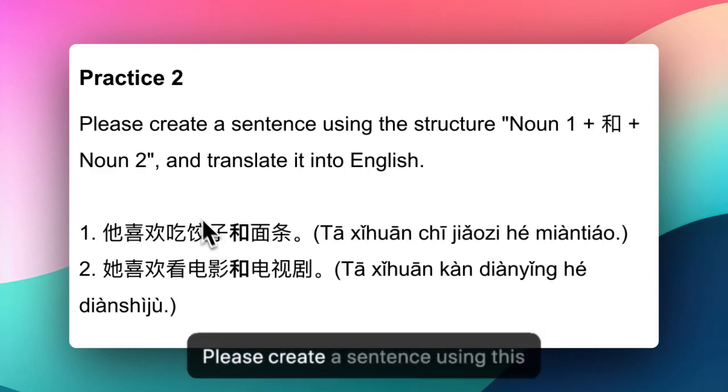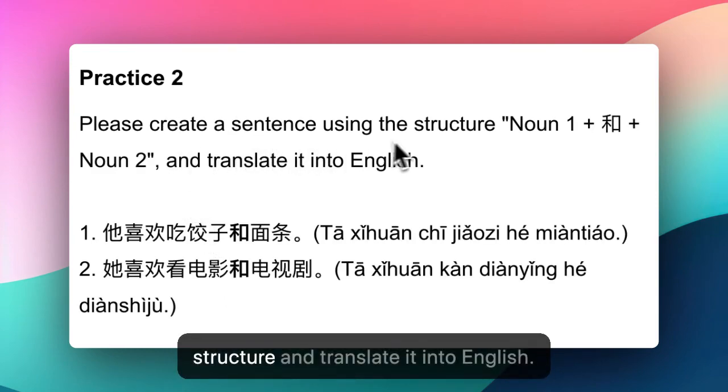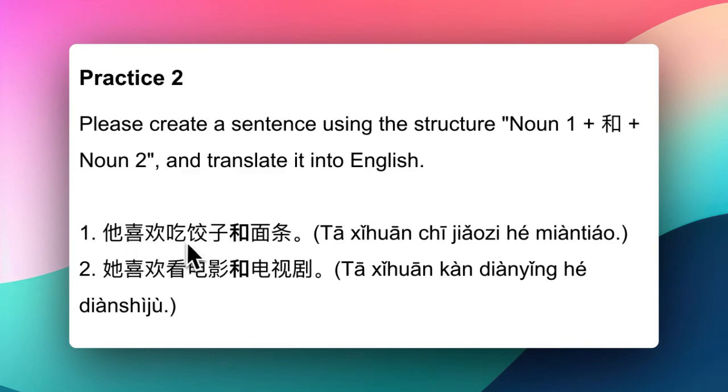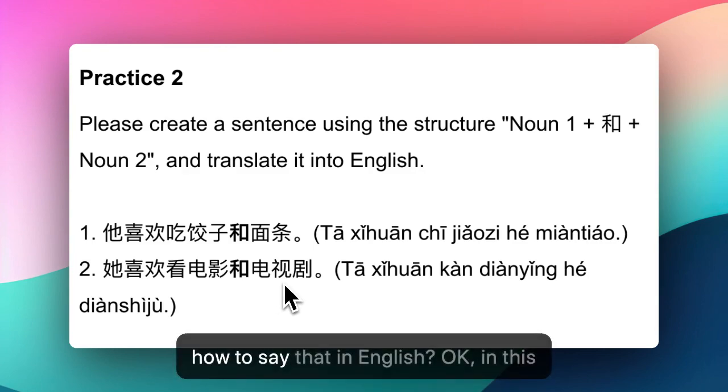Practice 2. Please create a sentence using the structure and translate it into English. 他喜欢吃饺子和面条。他喜欢看电影和电视剧。So how to say that in English?